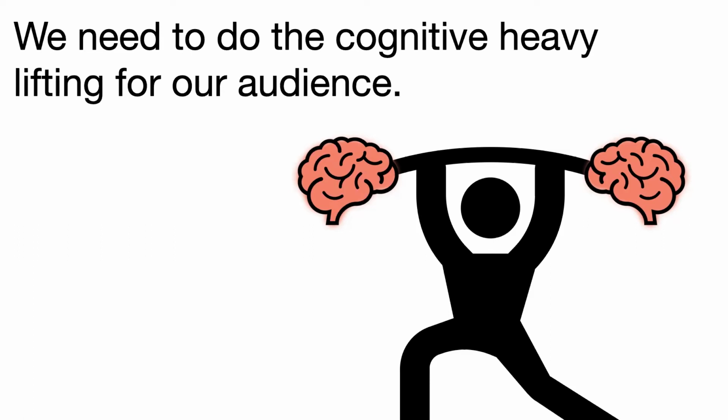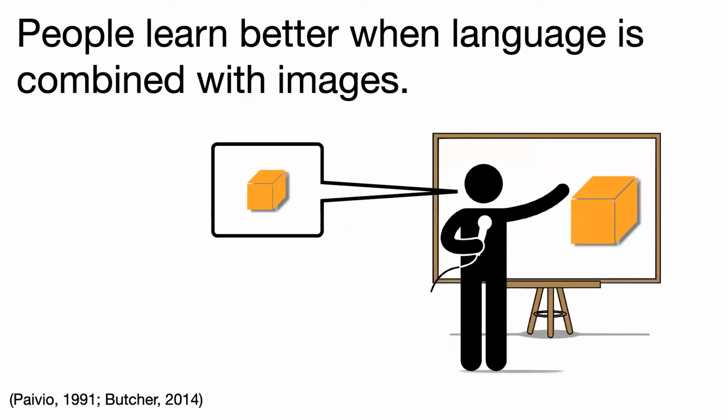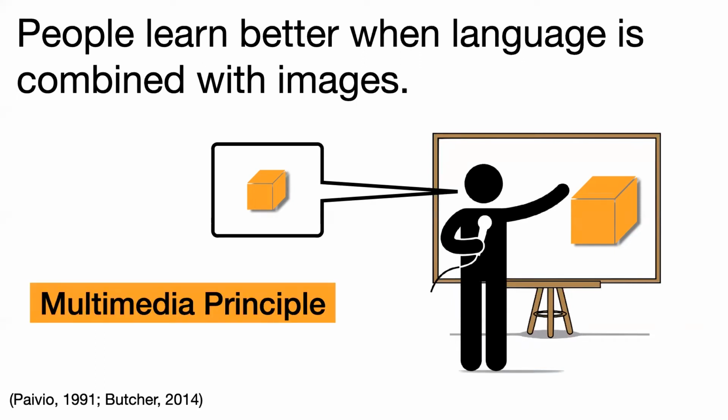And so the whole reason slides are so great is because people learn better when language is combined with images. We're talking about orange squares, and we're showing images of orange squares. And because of how our brains work, when language is combined with images, we tend to learn better. Okay. And of course, we've got a name for this. This is called the multimedia principle.